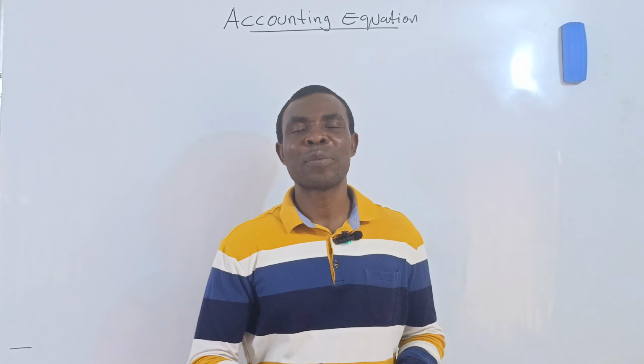These are elements of financial statements. We have 5 of such elements, which include 1. Assets, 2. Liability, 3. Equity, 4. Income, 5. Expenses. This represents elements of financial statements. When you relate any of these elements, it gives you an accounting equation.